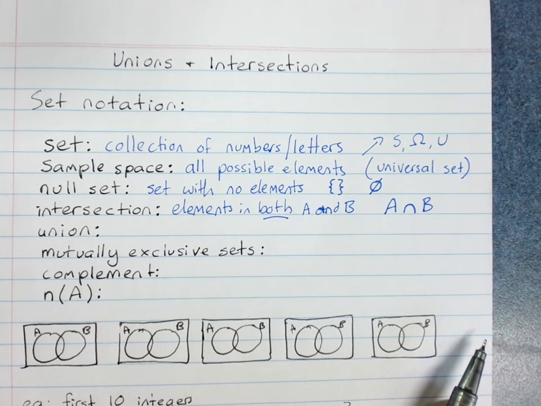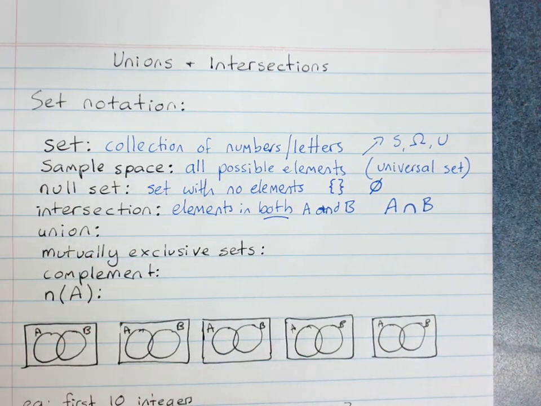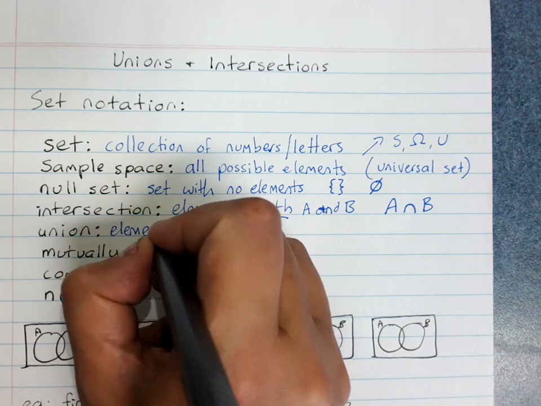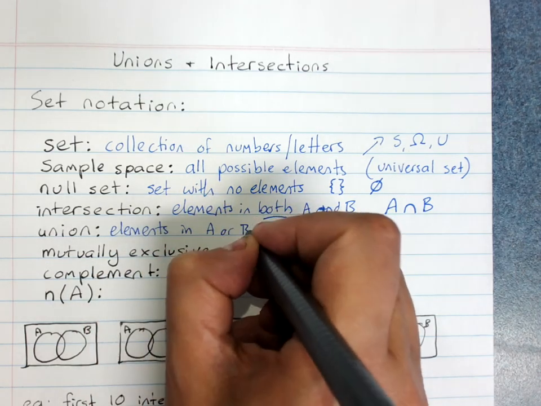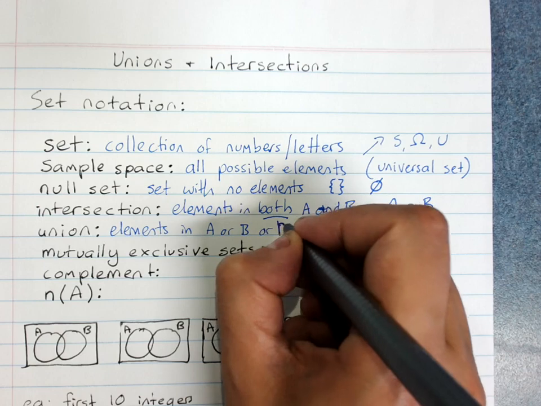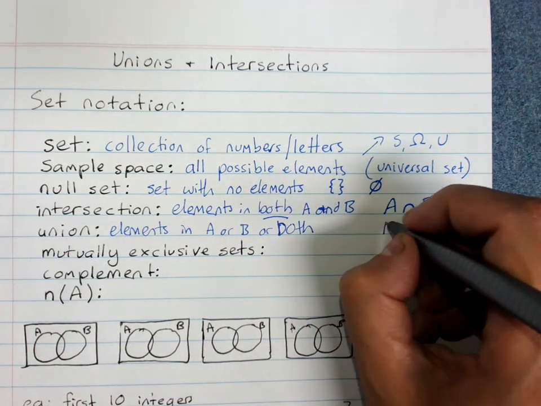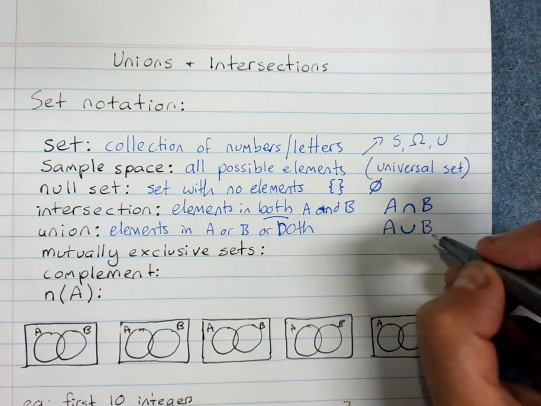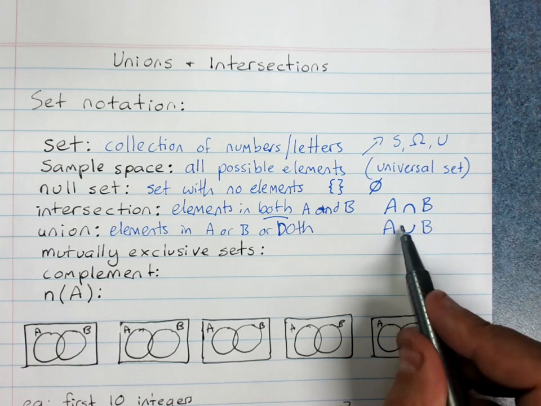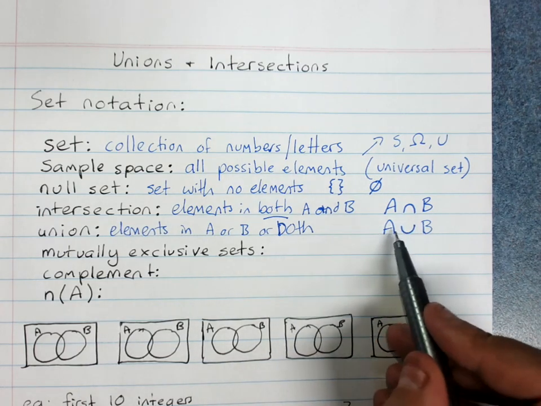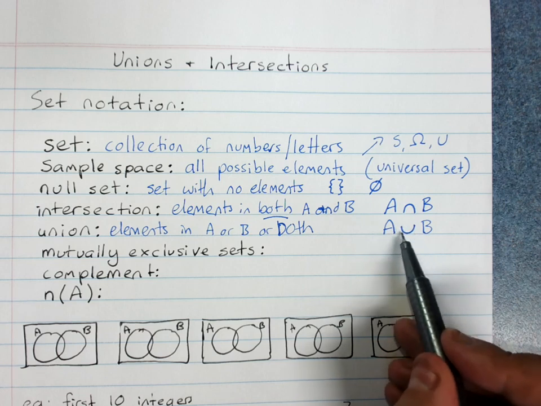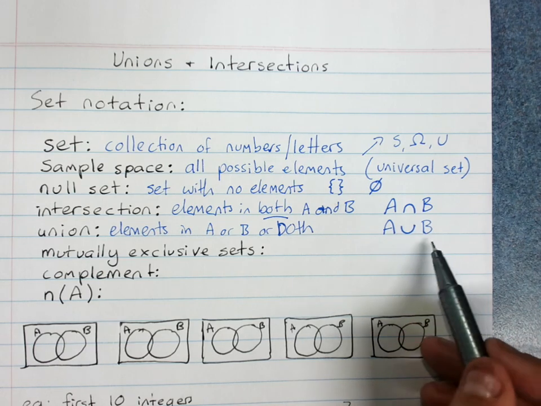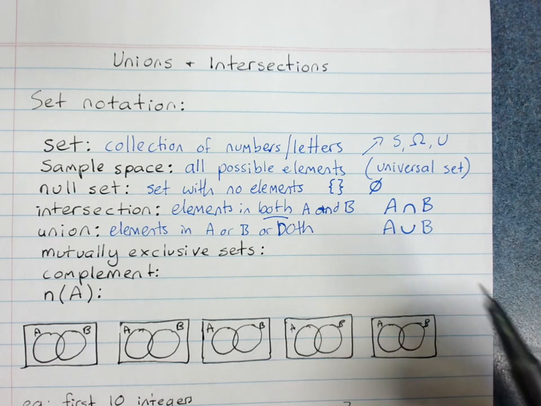The union is elements that are either in A or B or both. And the notation for that is A, an upwards curve, B. This means the union of A and B, and it does look like a U for union, and I like to read that as or. You can imagine it being pronounced A or B if you spelt that out.